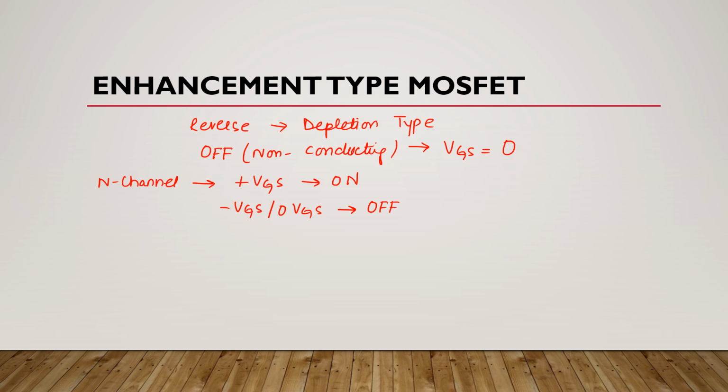Therefore, this enhancement type MOSFET is equivalent to a normally open switch. The reverse is true for the P-channel MOSFET. It means when negative gate to source voltage is applied, then the device is on, but when positive gate to source voltage is applied, it will turn the transistor off. Okay, so this is the enhancement type MOSFET.